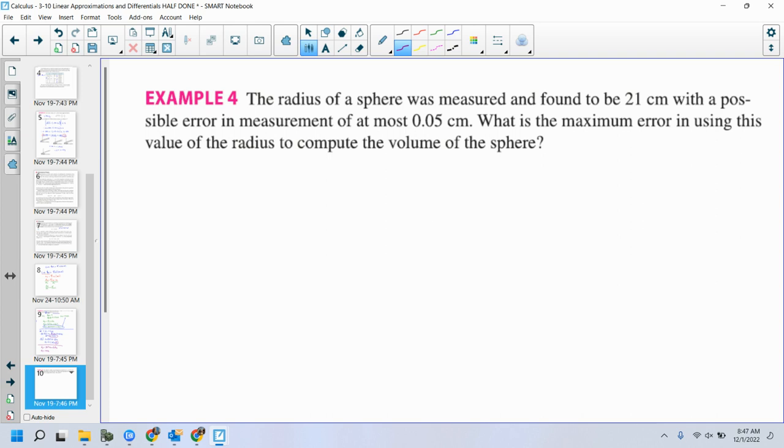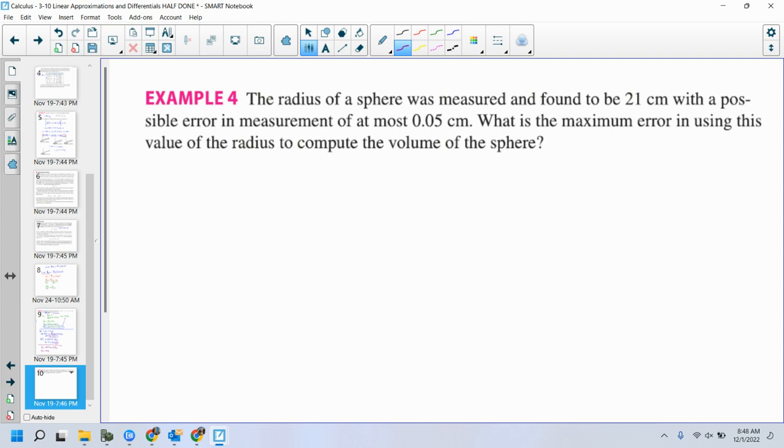The radius of a sphere was measured and found to be 21 centimeters with a possible error in measurement of at most 0.05. What is the maximum error in using this value of the radius to compute the volume of the sphere? Let's read it again. The radius of a sphere was measured and found to be 21 centimeters with a possible error in measurement of 0.05. What is the maximum error in using this value of the radius to compute the volume of the sphere?